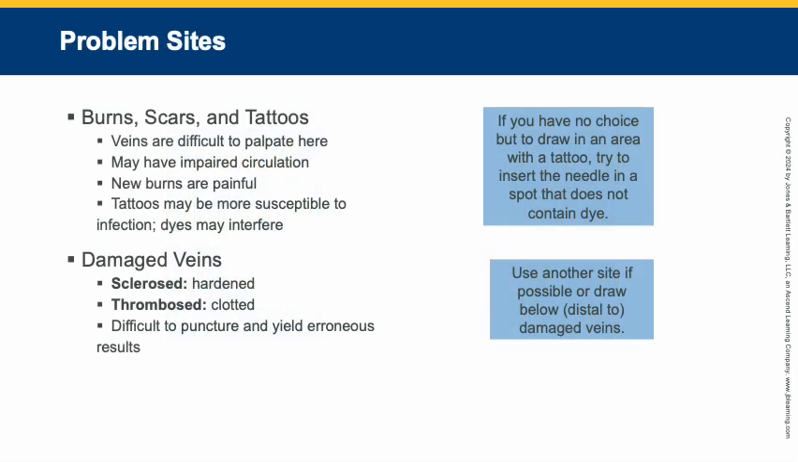Moving on to problem sites. You want to avoid burned, scarred, and tattooed areas. Veins may be difficult to palpate or penetrate in a burned and scarred area. Healed burn sites and other areas with extensive scarring may have impaired circulation that could lead to erroneous test results. Newly burned areas are very painful and susceptible to infection, so you don't want to use those.